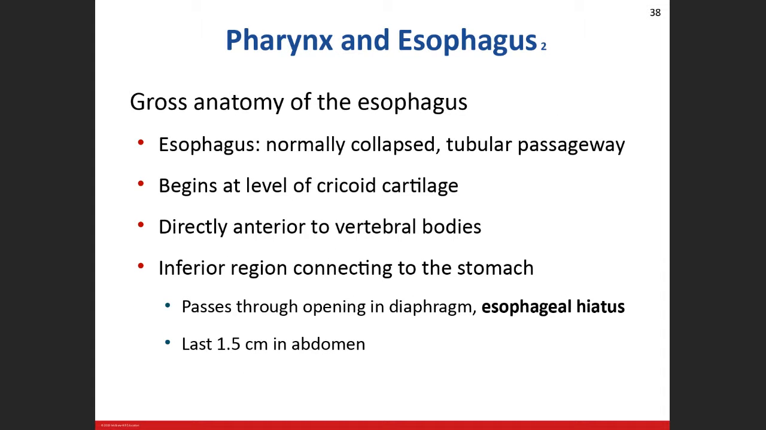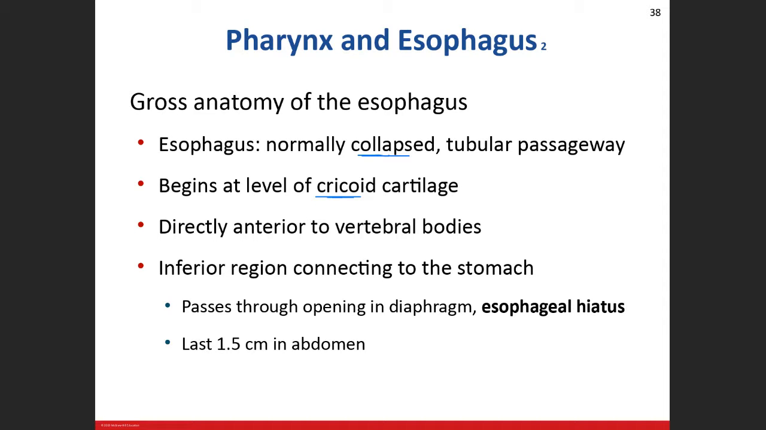Okay. So from the pharynx, then we're going to enter into the esophagus. Now the esophagus, there's a couple things here you need to understand. Normally, as long as you're not using it, it is not patent, not like the trachea. It doesn't have those C-ring cartilages around it, so it's normally collapsed. It starts at the level of the cricoid cartilage. So if you know where your thyroid cartilage is, just go inferior to that. That's going to be where the cricoid cartilage is, and that's where we're going to see it begin.